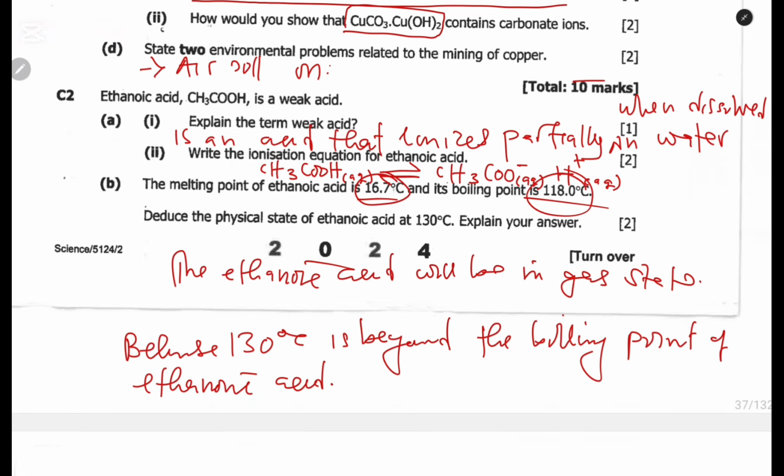All right. So because 130 degrees Celsius is beyond the boiling point of ethanoic acid, at that point the molecules or the particles will have enough energy to overcome the force of attraction. So that is basically what you have to explain in terms of this question.